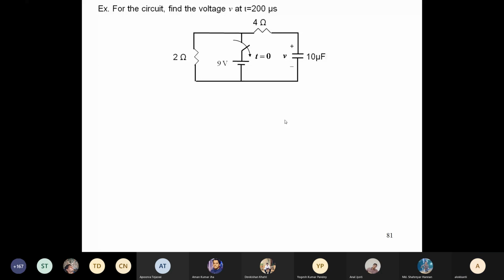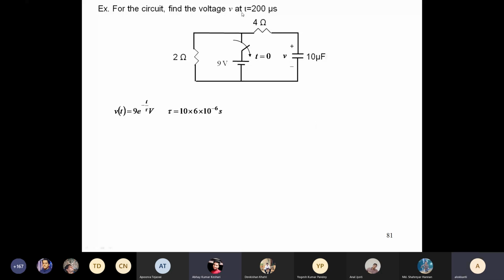Now, as soon as you remove the battery, what is the time constant? The equivalent resistance is 6 ohms. So RC you can find out, 60 microseconds. The equation is V(t) equal to 9 e to the power minus t by tau volts, because your V naught is basically 9 volts. The entire battery voltage is there across the capacitor for t less than 0.